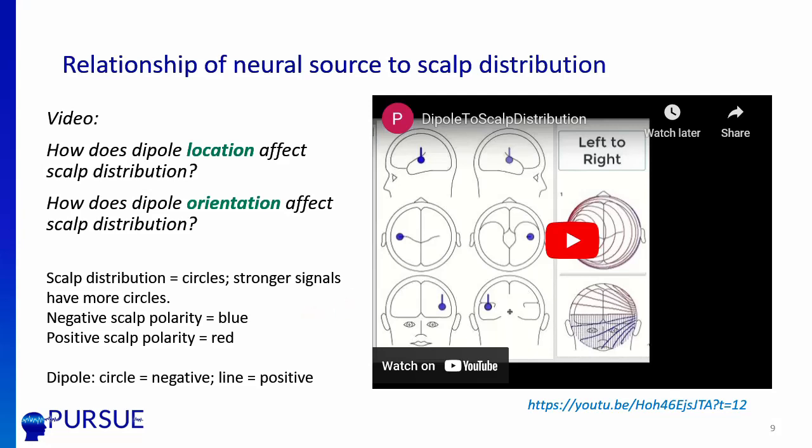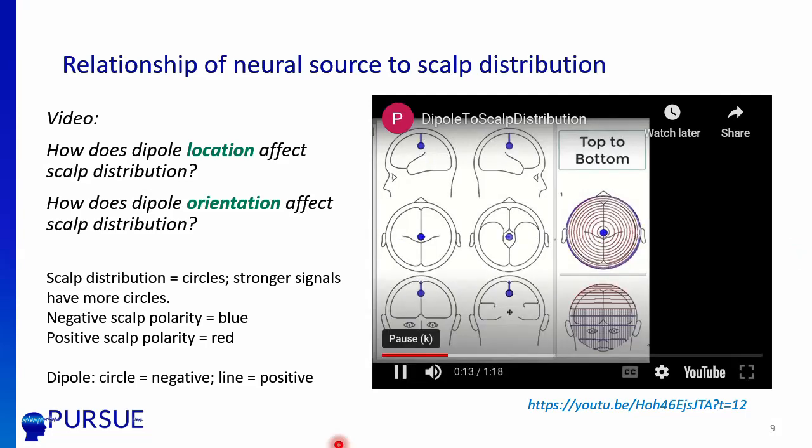Now the dipole itself: the circle is going to be the negative charge, and the line would be the positive charge. You're going to see the video move the dipole front to back, left to right, top down, and then change the orientation of the dipole, and you can see what happens to the scalp distributions.